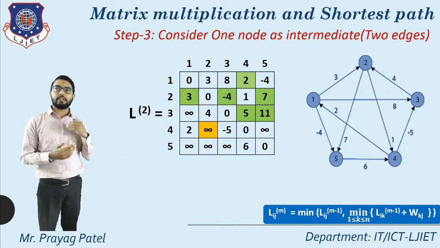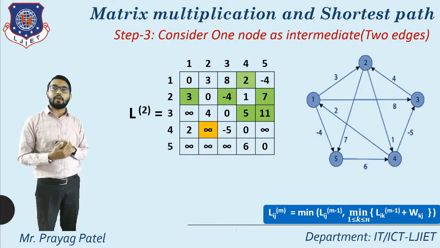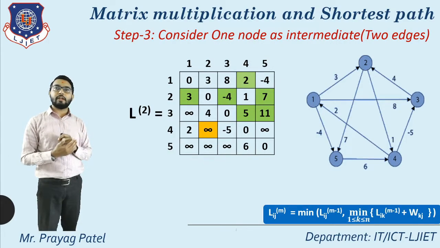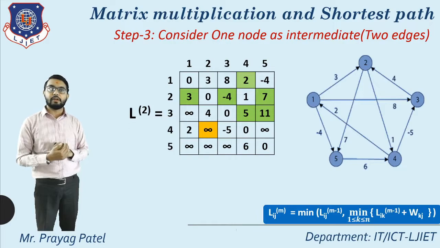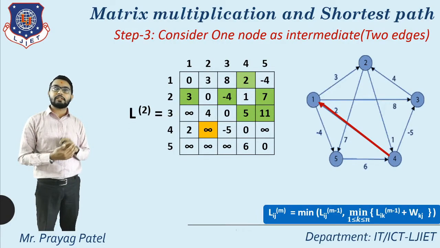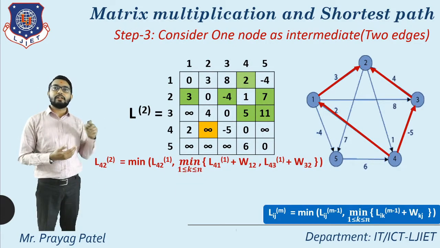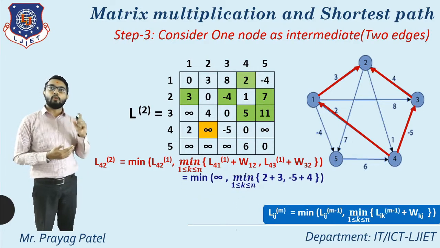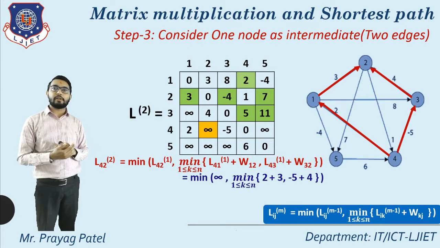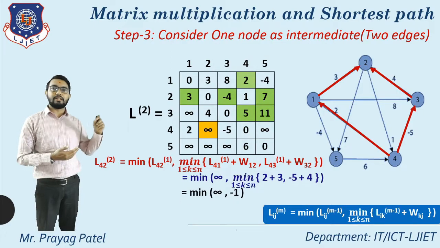So consider the next location, 4, 2. In location 4, 2, the old value is infinity. Now a 4 to 2 path is available through one node as an intermediate. So here the path is available. The first path is 4 to 1, then 1 to 2. Another path is 4 to 3, then 3 to 2. So the red highlighted paths are our paths. Out of these two, consider the minimum. The old value equals infinity, and there are two new possibilities: the first is 2 plus 3 and the second is minus 5 plus 4. The minimum of these two is minus 1. So consider minus 1 as the answer and put minus 1 at location 4, 2.